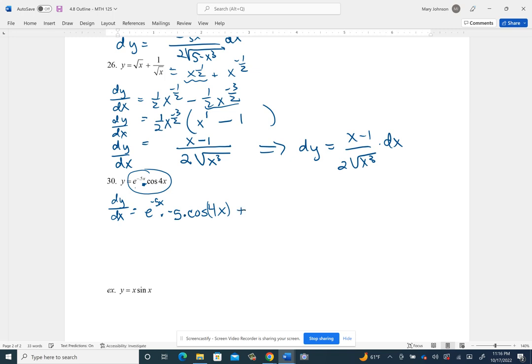Then I'm going to add to that the first function as is times the derivative of the second one, and that would be negative sine 4x, and then all of that times the derivative of 4x, which would be 4. So take a moment to clean that up a little bit. I like to get each term written better, and make sure you don't pull that 4 out of 4x and put it with the 5. That 4x is the input to cosine. It's attached to the cosine.